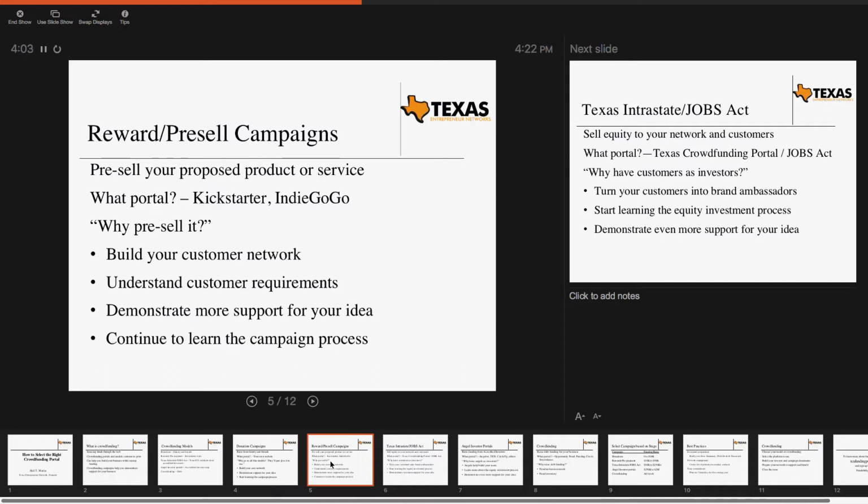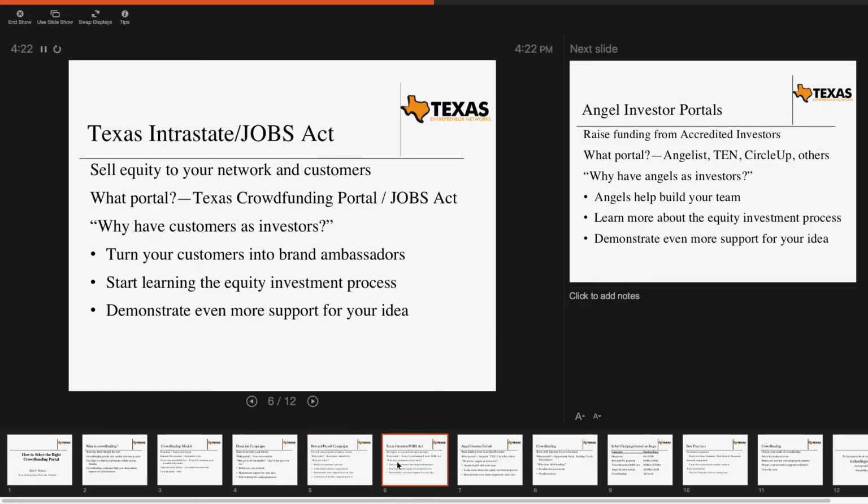And as you do that, you're going to start to better understand customer requirements. And so, again, it demonstrates more support for your idea. And you're going to continue to learn how to campaign and do the fundraising process in a small way through this reward pre-sale campaign. After that, the next step up is to actually run a Texas Interstate or a Jobs Act raise. And this is basically selling equity in your business to people in your network or primarily customers. And the portal you want to run on there is for Texas Interstate.